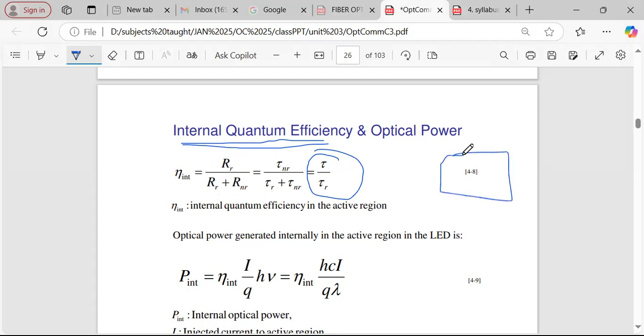Suppose this is our LED and this is our active region. This is the active region where the recombination is taking place. So the total recombination, so internal quantum efficiency is given by the number of photons generated divided by the total electron hole pair recombination.